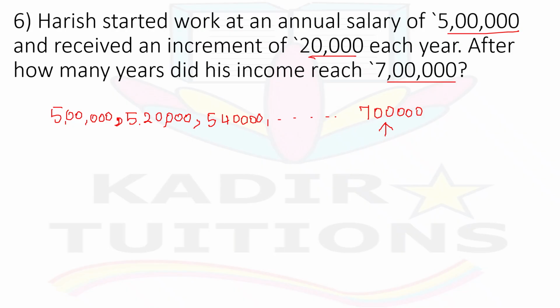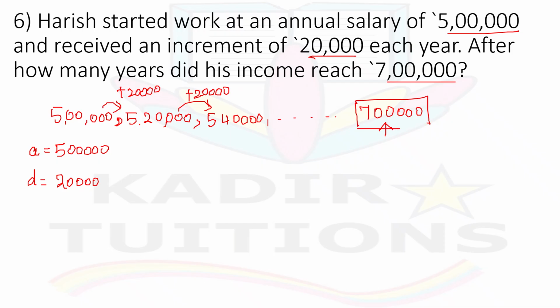This is the question, but we need to see if there is any sequence existing. Between two terms we have plus 20,000, right? So the common difference is plus 20,000. Since the given sequence has a common difference, I can say this is an AP. The first term is the A value, which is 5 lakh. And what about our D value? It is 20,000.